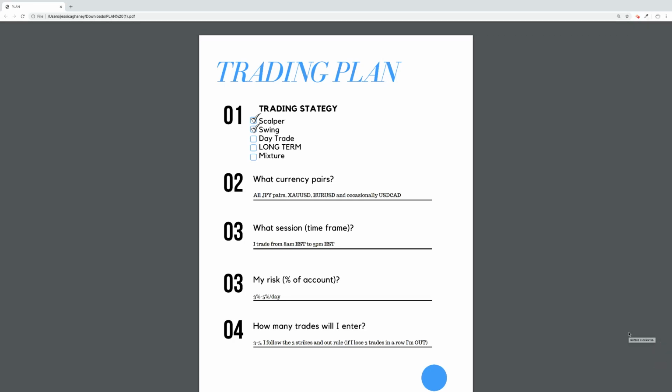Today we're going to be talking about creating a trading plan. So I kind of realized the other day that I talk about a trading plan all the time and I've never really shown you what mine looks like or even how to create one.